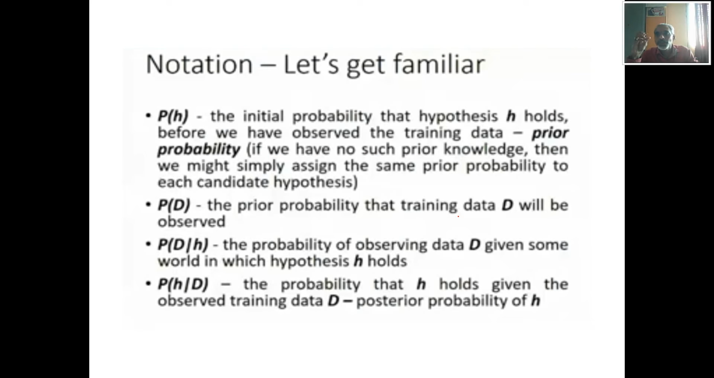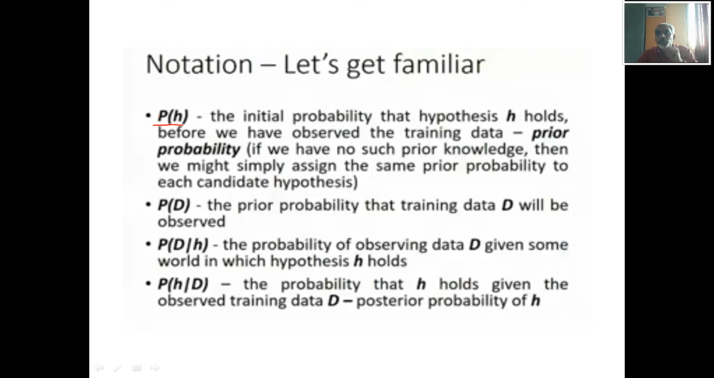Now let us look into some of the notations, or terminologies, that we are going to use in our Bayesian theorem. This is very, very important. You have to understand this very carefully. So the first one we call P of H.